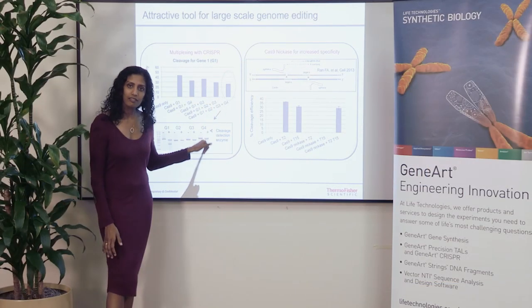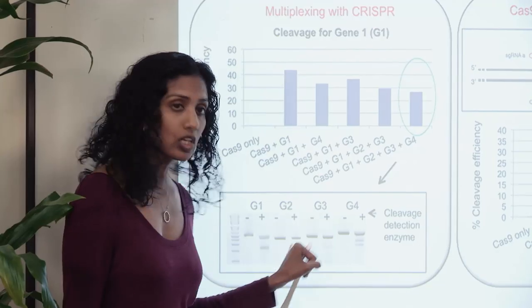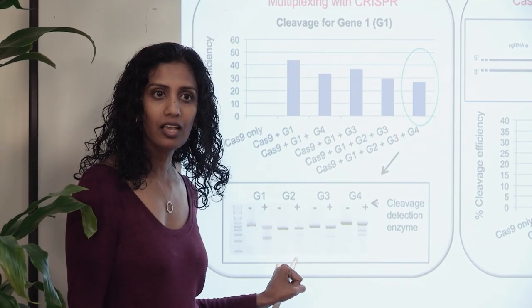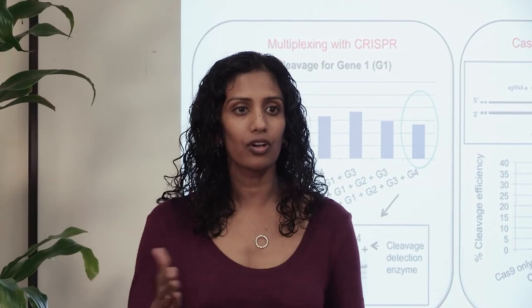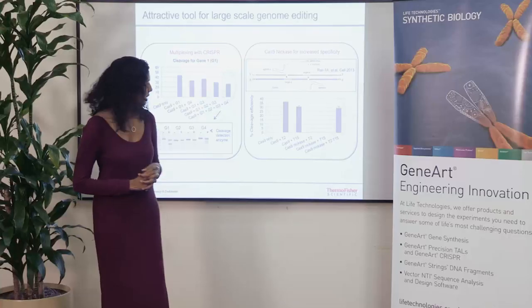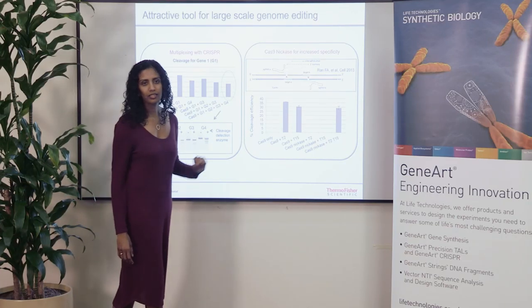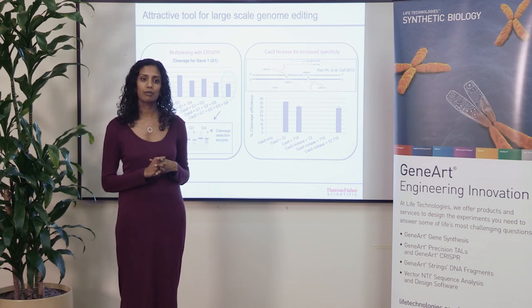Following harvesting of the samples, you test for the cleavage at each of these gene loci within the genome, shown as a cleavage band here, which shows how efficiently this system can simultaneously target and cleave your 4 genes at the same time. So this is an example of multiplexing. On the left side here, what I have is a nice feature of Cas9 that makes it specific.